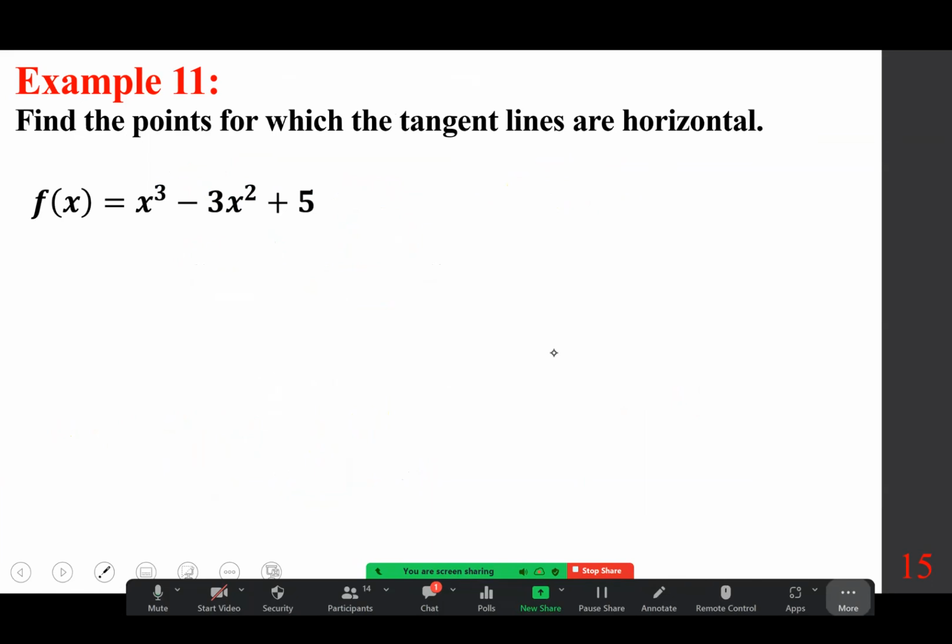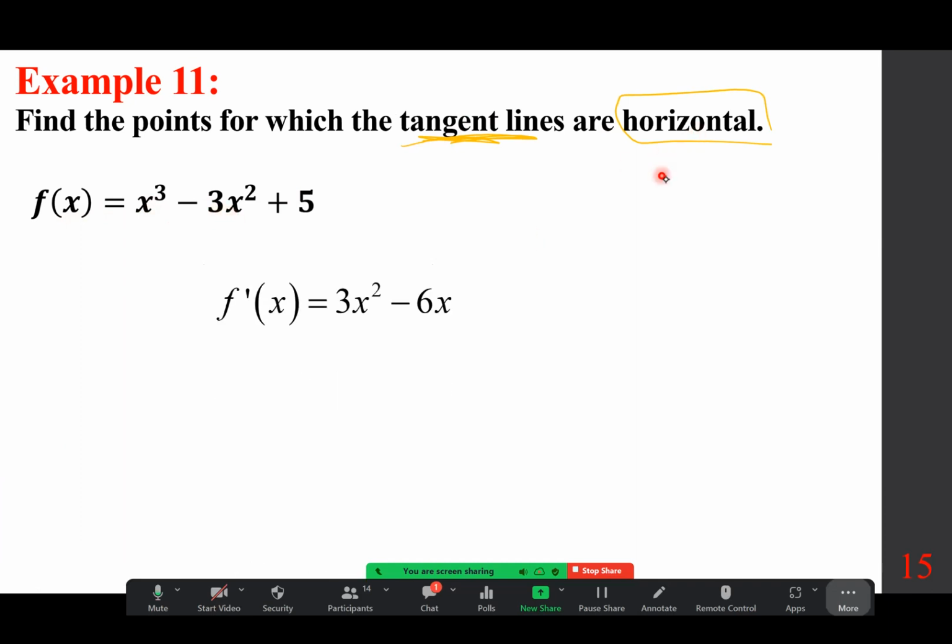Here's the next question. We want to find the points for which the tangent lines are horizontal. So there are two things we want to pay attention to. The concept of tangent lines and then horizontal. So first, the tangent lines, that means differentiate. So f prime of x is 3x squared minus 6x.